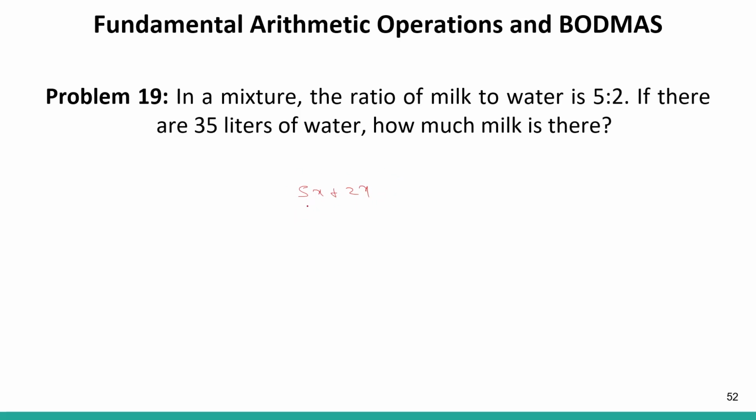So basically milk is 5x, water is 2x. Okay, so this is water. So 35 liters of water, 2x is equal to 35. This implies that x is equal to 17.5. So this implies that 5x is equal to 5 into 17.5. The solution will be 5 into 17.5. Okay, thank you.